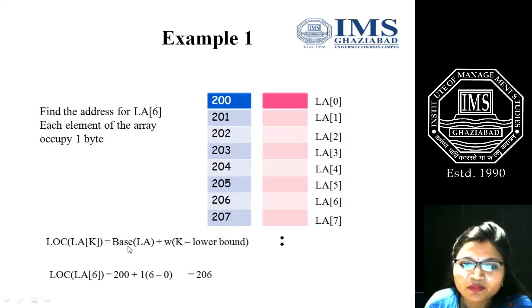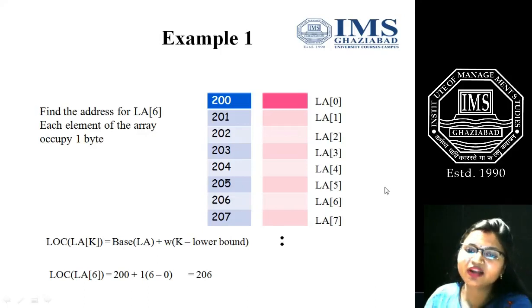By applying the formula, what is the base address? The address of the first element in the array. Here the base address is 200. W, the memory allocated to each element, is 1 byte. K is the index, here 6. The lower bound, the index of the first element in the array, is 0. So by applying the formula, the answer is 206. The address of the 6th indexed element is 206.